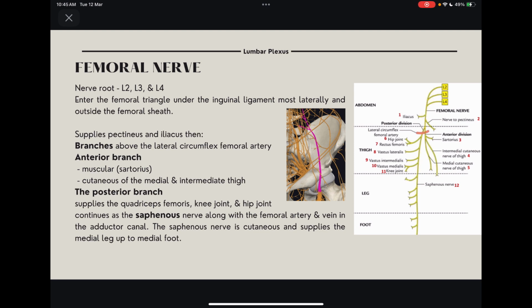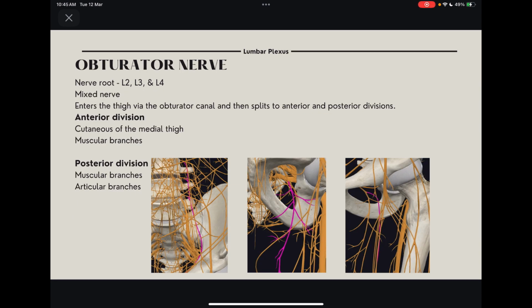So again, the femoral nerve, L2, L3, L4, initially divides to supply iliacus and pectineus, and then it will divide after it passes the inguinal ligament most laterally outside the sheath. It will divide above the lateral circumflex femoral artery into an anterior and a posterior. Anterior will supply sartorius and give cutaneous supply for the intermediate and medial thigh. The posterior division will supply the quadriceps and both the hip and the knee joint, and continue as the saphenous nerve to give cutaneous supply for the medial part of the leg and the foot. The last nerve of the lumbar plexus is the obturator nerve, supplying the medial compartment muscles.